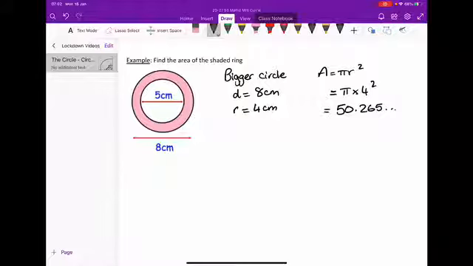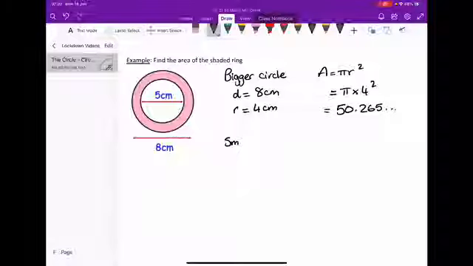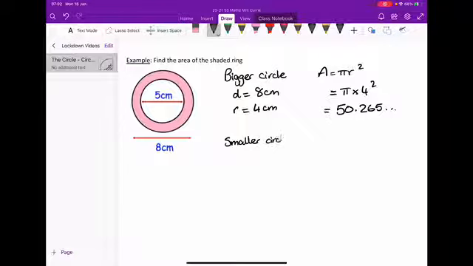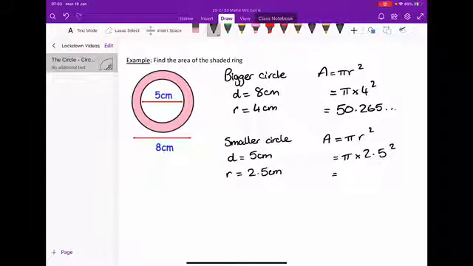Okay. And then for my smaller circle, again, we're given the diameter, which this time is 5 centimetres, and we're going to halve that to get the radius, 2.5 centimetres. So area is pi times r squared. That is pi times 2.5 squared, 19.634, and so on. So we've got our two areas, so what we're going to do is subtract the smaller area from the bigger, and that will tell us our shaded ring area.